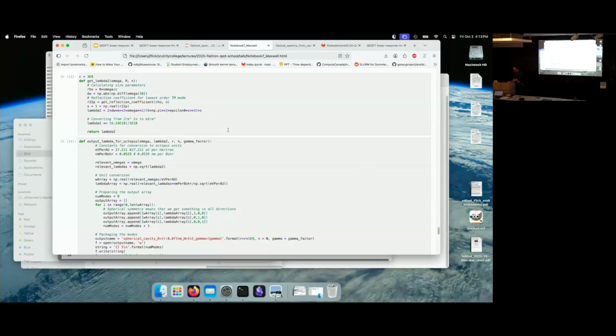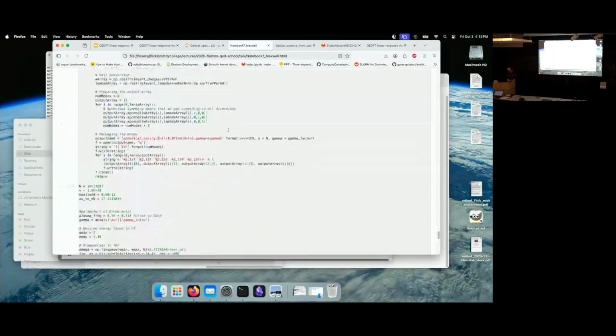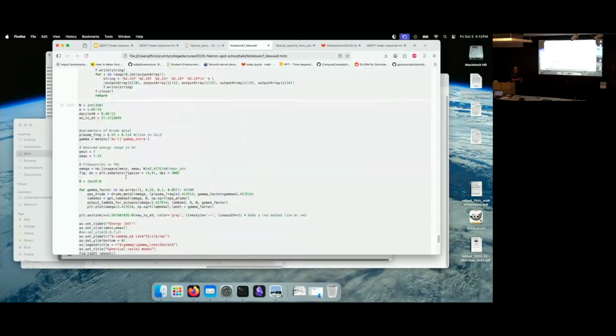It has this function, and this is what we use here. So we loop over different gamma factors, what I was just showing. These are the losses, so we go down in gamma factor, so it becomes less lossy, from 1 to 0.05. And then we calculate these. We use a metal which is similar to gold. We have to shift it a little bit because of resonance. But then we calculate the lambda, and we feed the lambda into this function here.